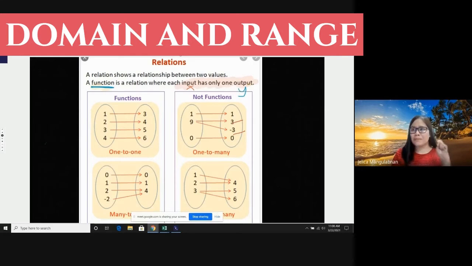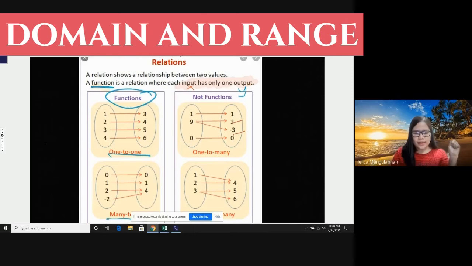So that means there must be no repetition on your x values. Because if there is a repeated number on your x values, it is not considered a function. Okay? So we have a given example of functions here. We have what they call one-to-one or many-to-one. So let us check why it is considered a function.